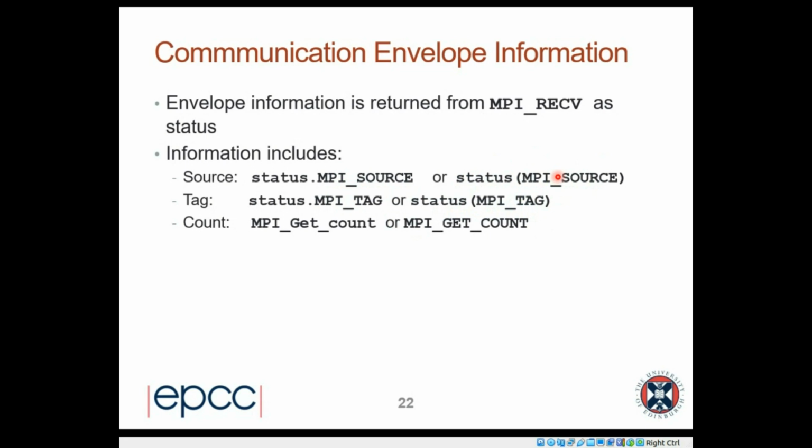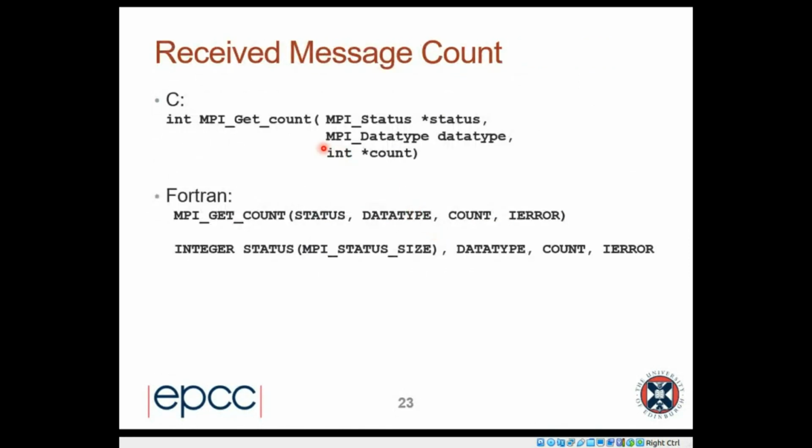Now, Michelle asked, how do we actually check the length? That is stored in the status, but it's not directly available. You have to pass the status to a helper routine called MPI_Get_count. So with MPI_Get_count, you pass it a status, and you say how many integers, for example, were in this, and it will tell you.